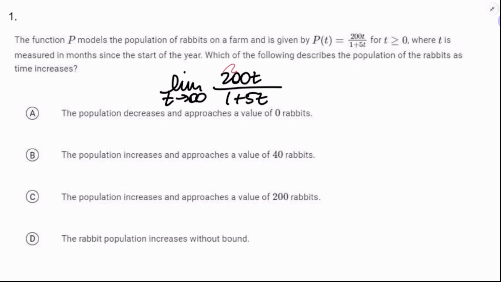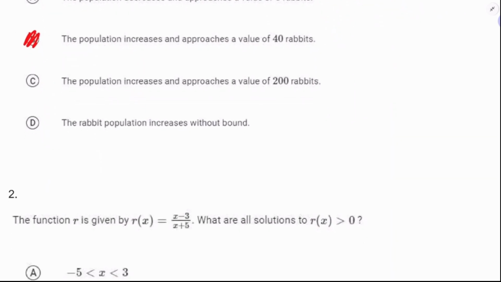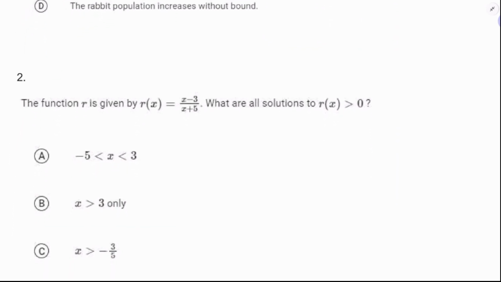If I'm looking for end behavior, which I am if I'm letting t run towards infinity, I'm going to take the leading terms and divide them. That's 40. So the population increases and approaches a value of 40 rabbits. We don't see anything else talking about 40, so we don't really have to worry about whether it's increasing or decreasing. I'm not totally sure how you're supposed to figure that out, but maybe with a sign chart or something.